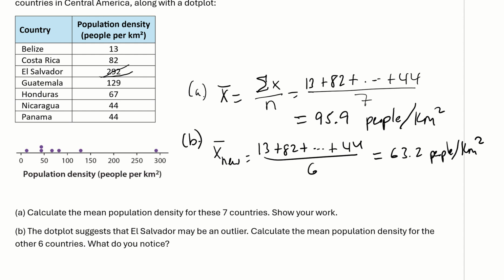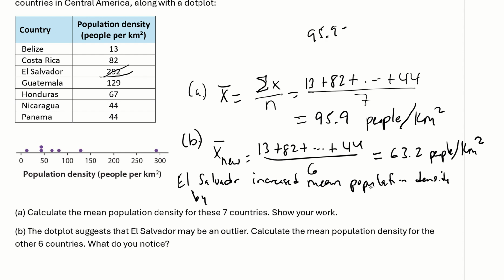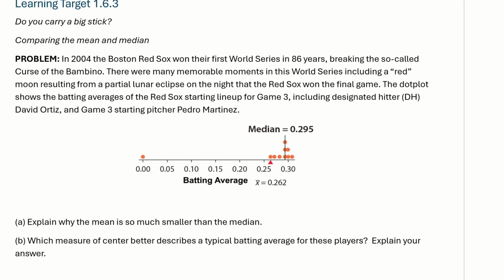Okay, so what happens is that El Salvador increased the mean population density by a good amount, right? So El Salvador increased mean population density by, if I subtract those two, 95.9 minus 63.2, that's 32.7 people per kilometer squared. All right. So it increased it a lot. So we noticed that it's a big decrease if we exclude it, or a big, big increase if we include it, right? All right, so 1.63.